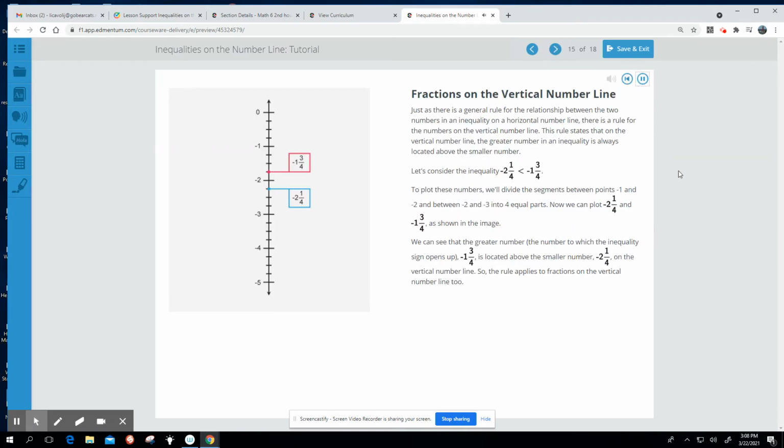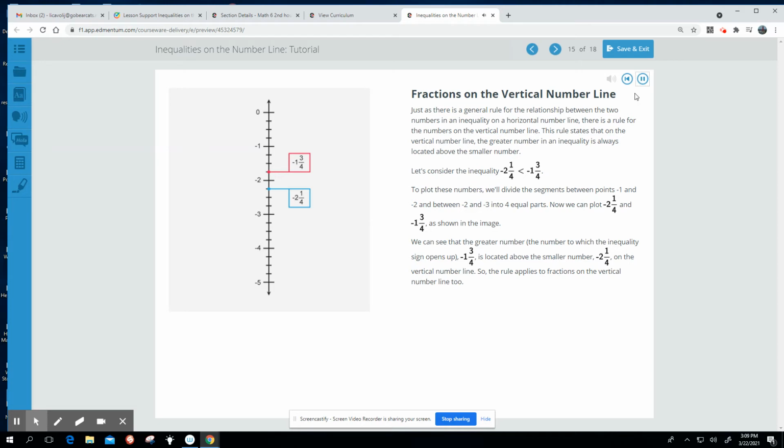Fractions on the vertical number line. Just as there is a general rule for the relationship between the two numbers in an inequality on a horizontal number line, there is a rule for the numbers on the vertical number line. This rule states that on the vertical number line, the greater number in an inequality is always located above the smaller number. Let's consider the inequality -2 1/4 is less than -1 3/4.